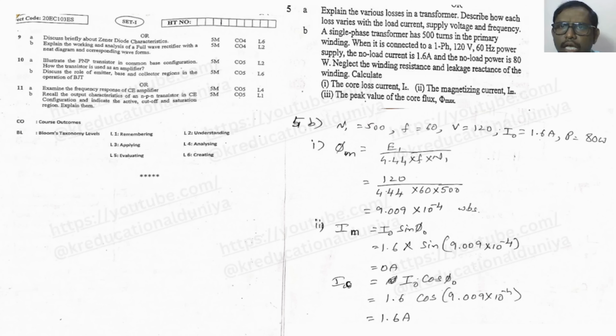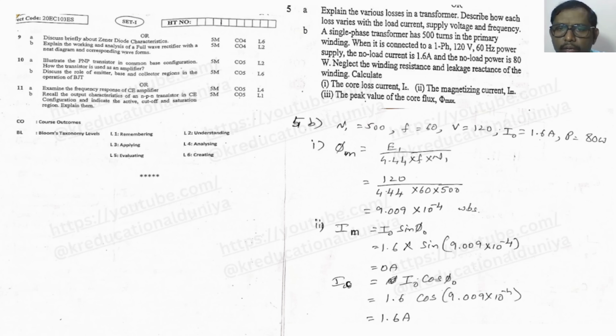A single phase transformer has 500 turns in the primary winding when it is connected to a single phase 120 volts, 60 Hz power supply. The no load current is 1.6 amperes and the no load power is 80 watts. Neglect the winding resistance and leakage reactance of the winding. Calculate the iron loss current IC or IW, the magnetizing current IM, and the peak value of the core flux, that is phi max.